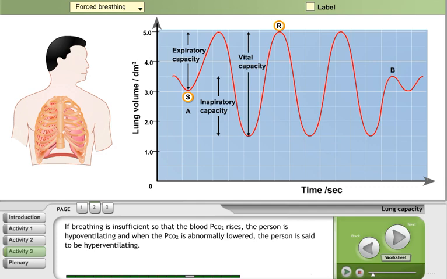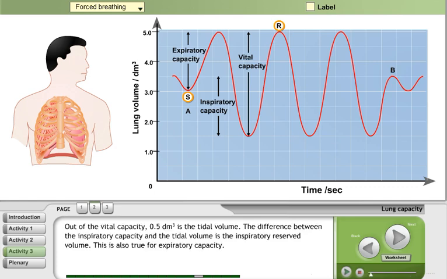If breathing is insufficient so that the blood partial pressure of carbon dioxide rises, the person is hypoventilating. And when the partial pressure of carbon dioxide is abnormally lowered, the person is said to be hyperventilating. Out of the vital capacity, 0.5 decimeter cube is the tidal volume. The difference between the inspiratory capacity and the tidal volume is the inspiratory reserve volume. This is also true for expiratory capacity.